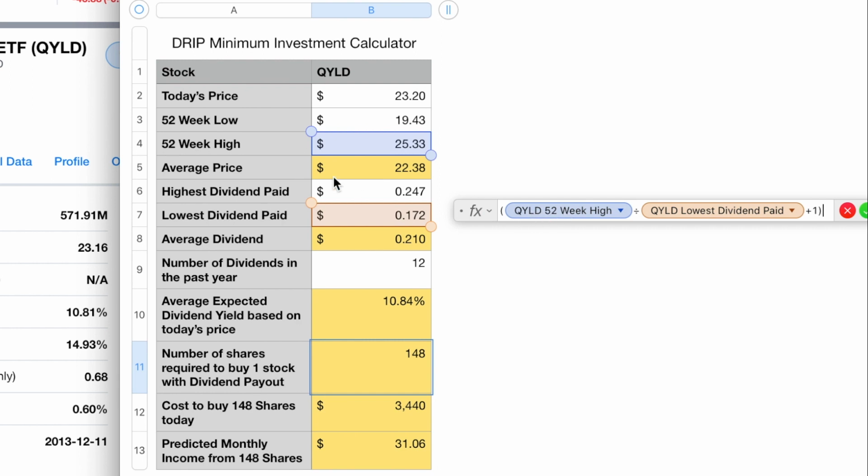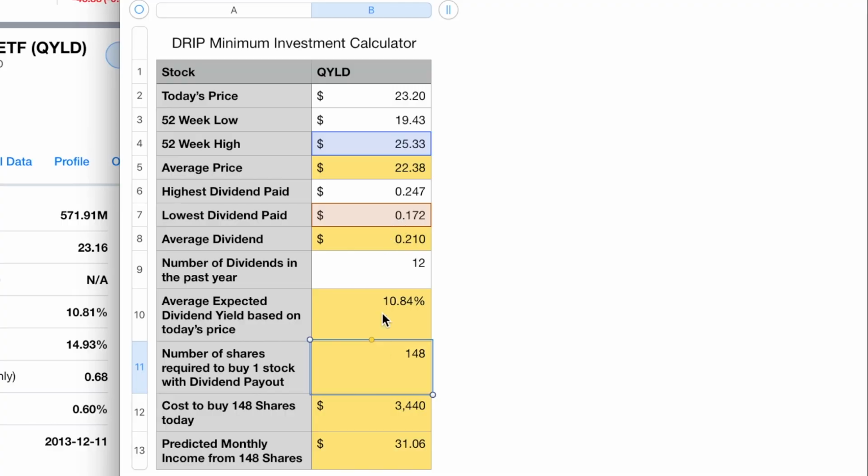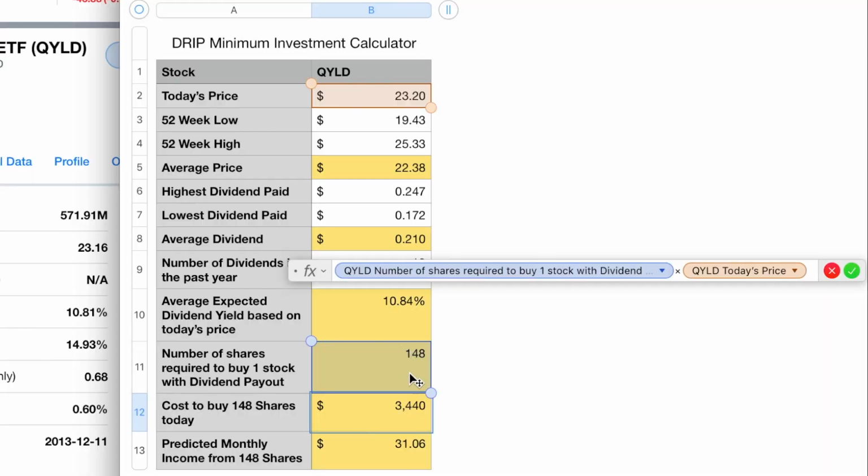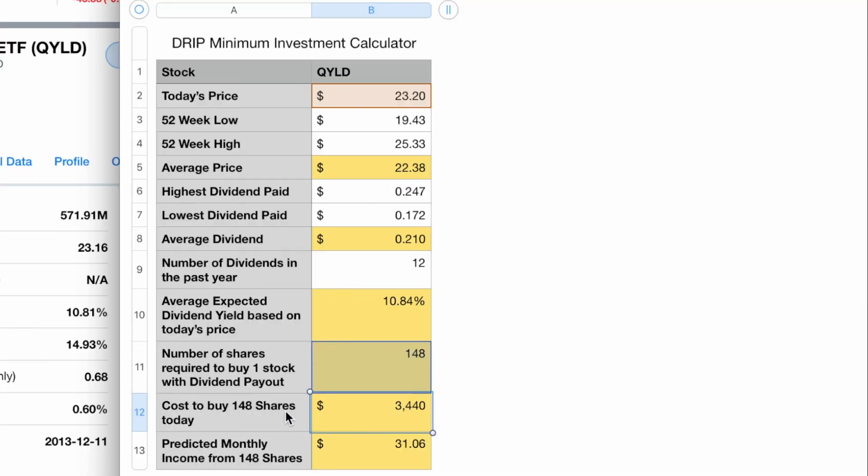So it's the 52-week high, the most expensive that the stock was, divided by the lowest dividend payment, and then plus 1. So I'm just adding 1 share as a little buffer. Then the cost to buy 148 shares, the formula here is 148 shares times today's price. That's pretty simple. If we wanted to buy 148 shares today, what is it trading at? It's trading at $23.20 times 148 shares gives us the cost to buy 148 shares, $3,440.